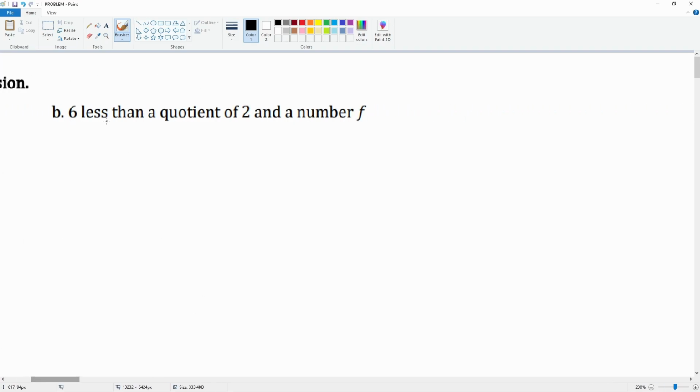Next, we have 6 less than the quotient. Quotient means divide. 2 and a number F. Quotient, when we write it, we use a fraction. So we use this symbol. 2 goes on top and F goes on bottom. The word less than here means a minus. So we want to subtract the 6 value here. So it's 2 divided by F, subtract 6. This is the only way to write this.